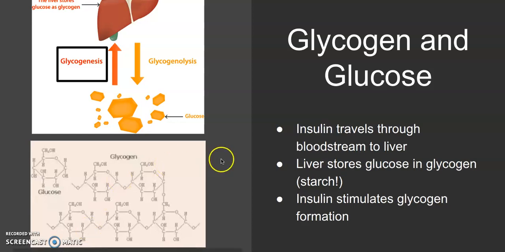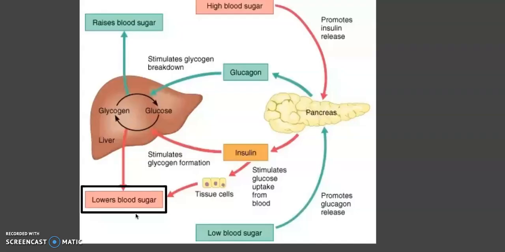And so the insulin travels through the bloodstream to the liver, and the liver starts this process of glycogenesis, which is making this glycogen out of glucose molecules. And the effect of both of these is to lower blood sugar.